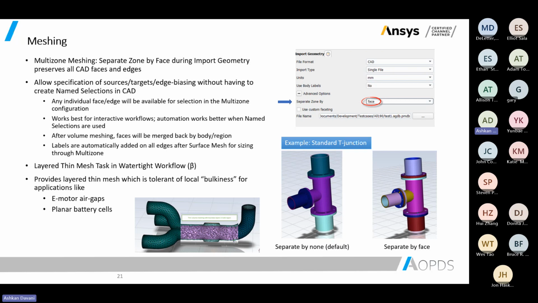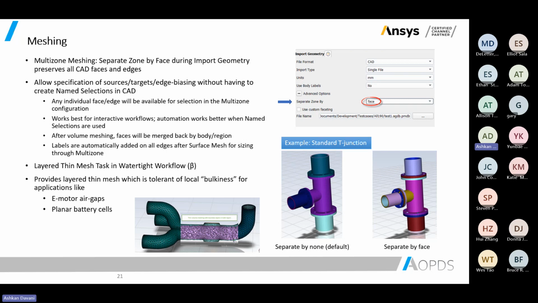Right now, there's a new multi-zone meshing, which separates the zones by face and edge during the importing of the geometry. What it does automatically is show you the list of edges and faces, which you can go ahead and name, for example, if you want to. So you don't have to have the name selections in CAD, which I think saves a lot of time. Any individual face or edge can be selected and renamed in Ansys Fluent meshing.